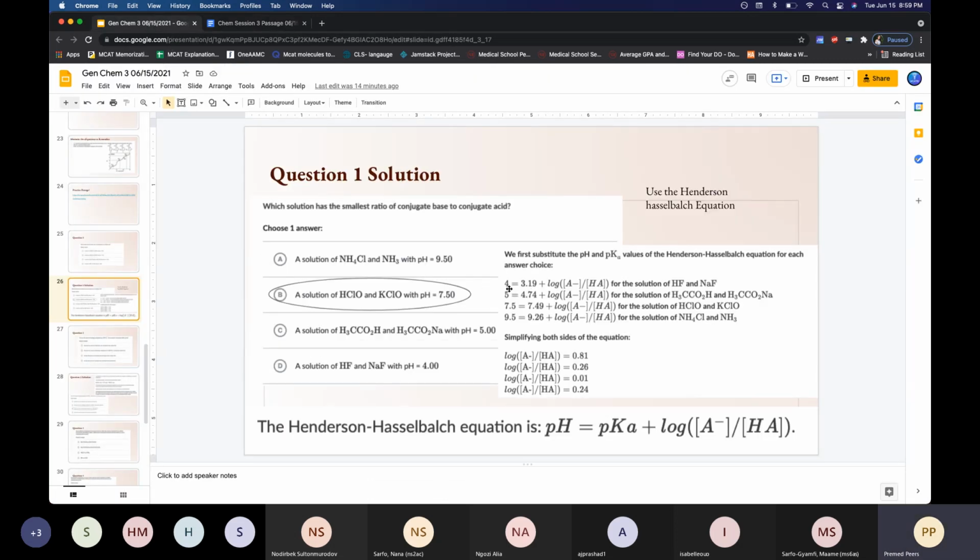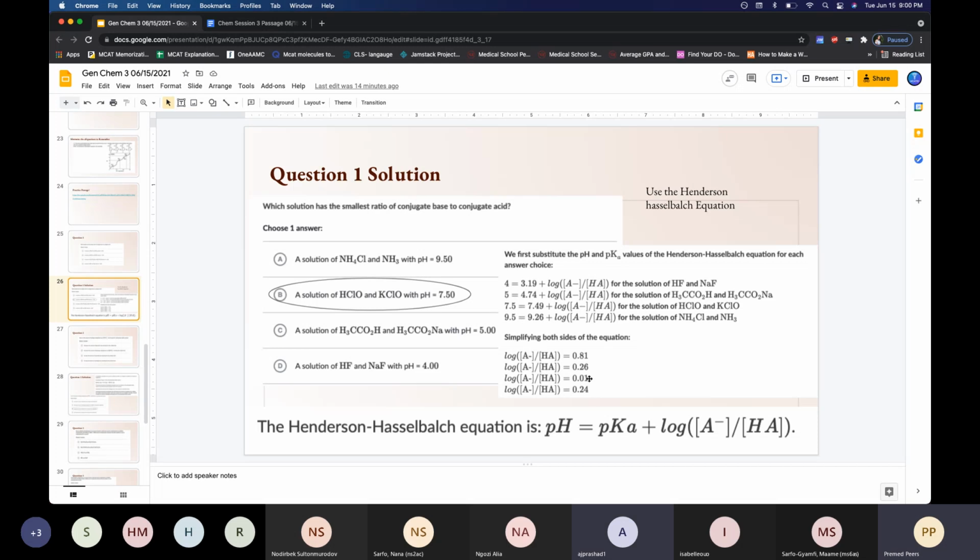And then we are able to solve for the ratio. And then we do that for all of them, and then you find which one is the smallest ratio. So the smallest ratio is just going to be subtracting this side from this side. So 4 minus 3.19, 5 minus 4.74.